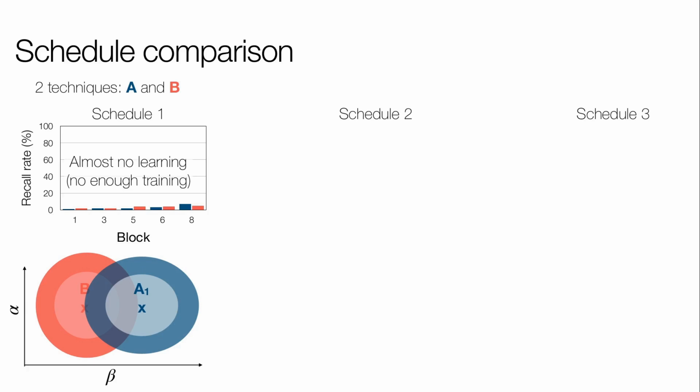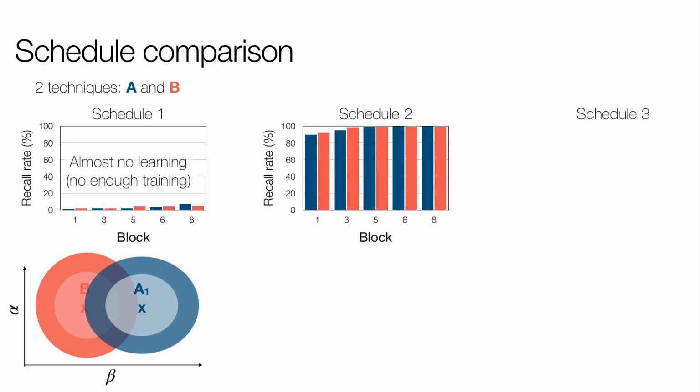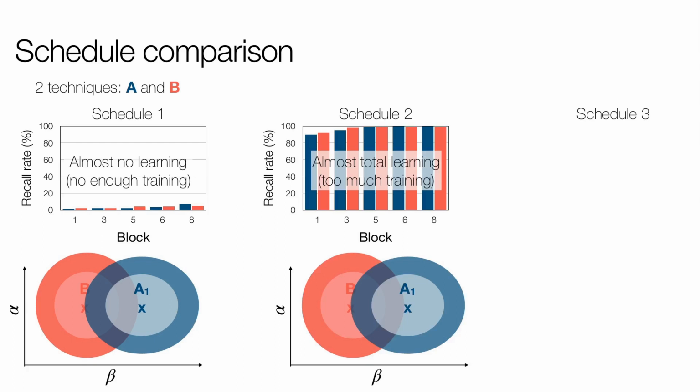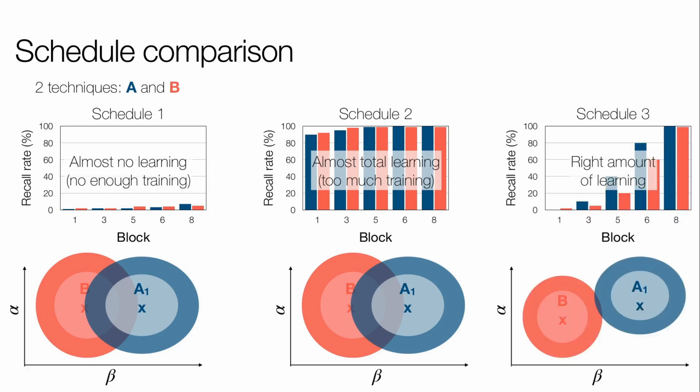When there is not enough learning, the recall rates stay close to 0 throughout the experiment. When there is too much learning, the recall rates jump to perfect recall, which again makes the comparison difficult. What we need to do is find the right amount of learning that best discriminates the 2 techniques.